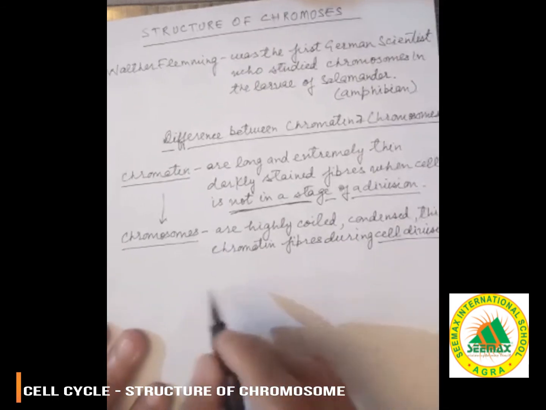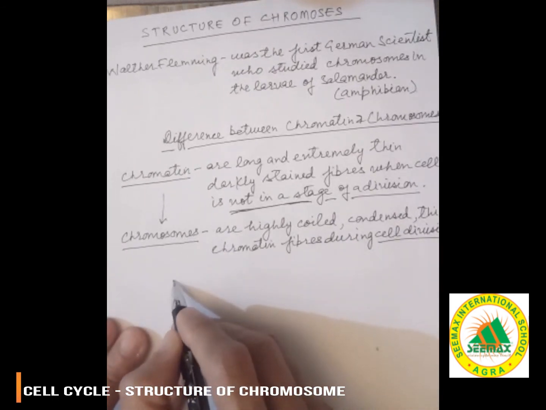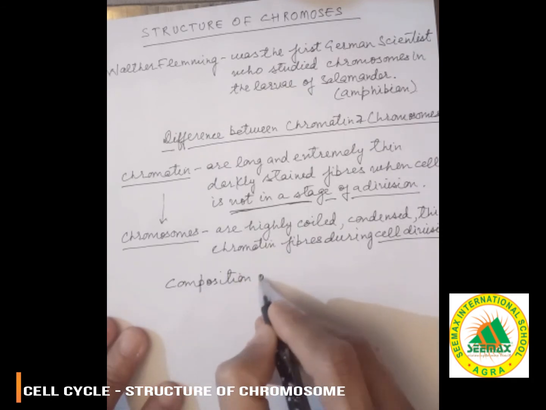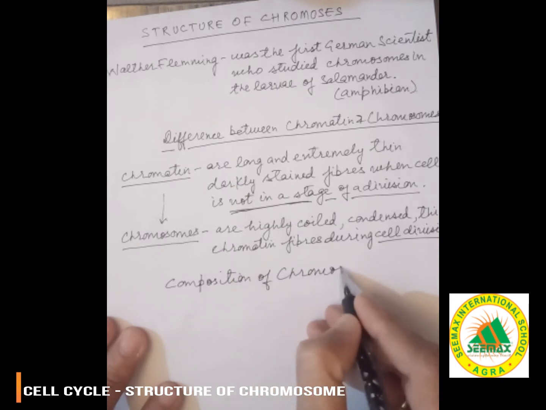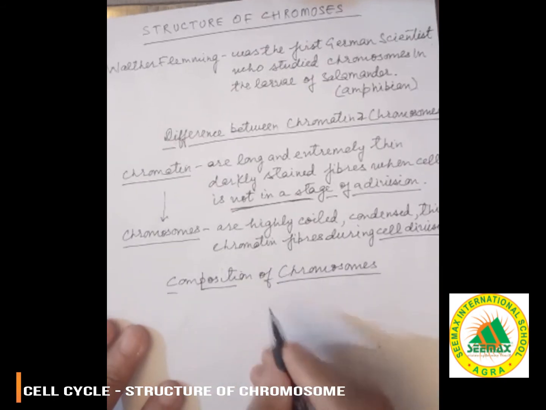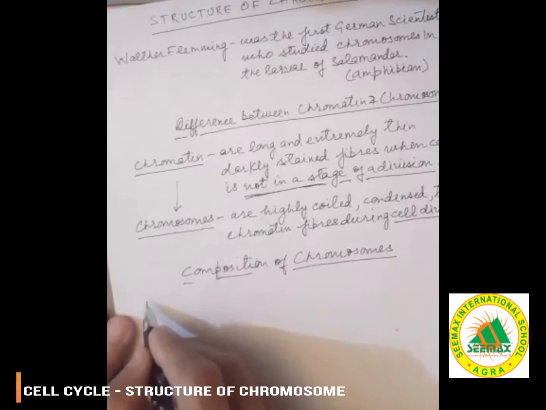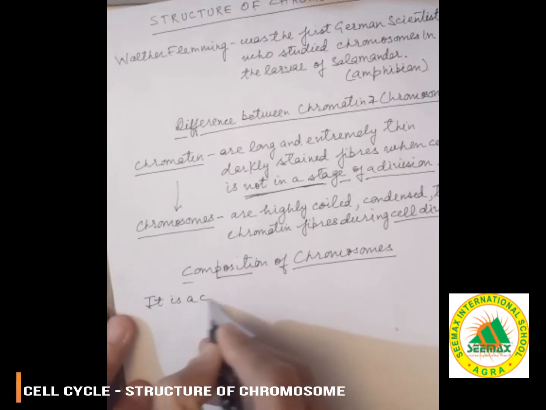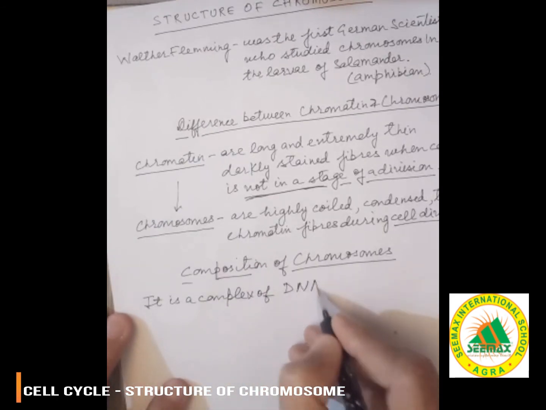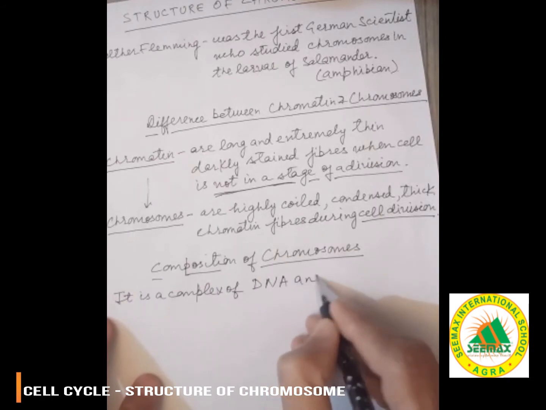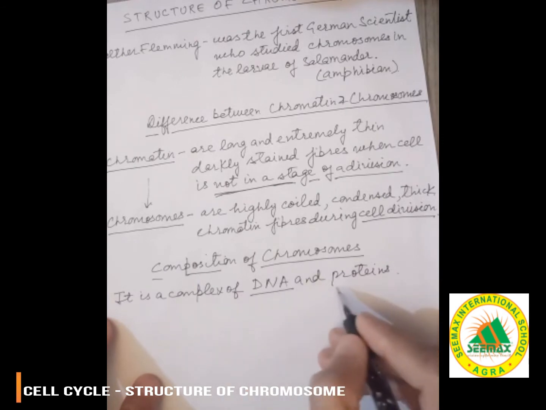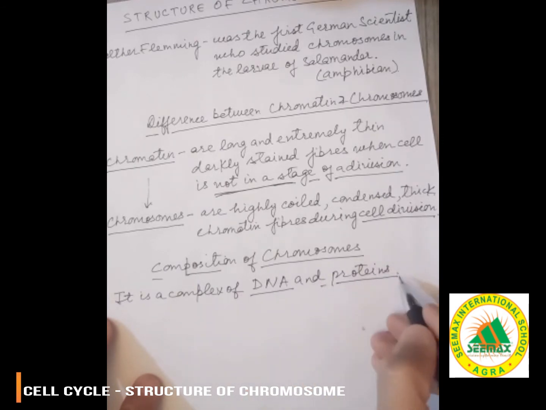So now going on to the composition of chromosome. Let us see, chromosomes are made up of which substances? Mainly the composition of chromosomes is a complex of DNA and proteins. So these two are the major parts of which this chromosome is made.